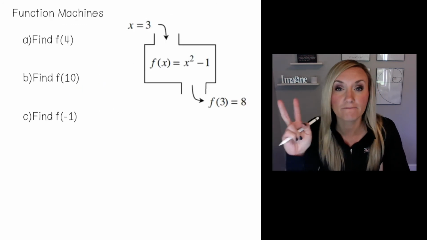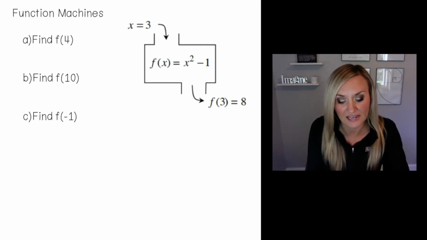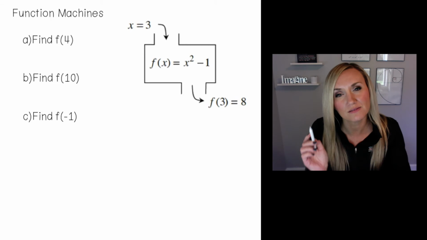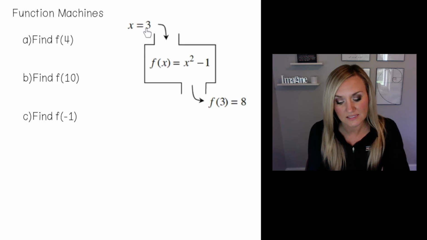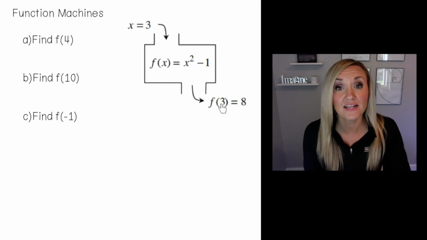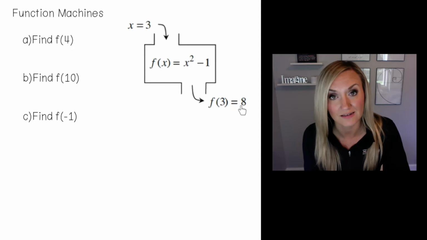So now let's talk about those machines. So here is a function machine. And we've kind of been doing this already, guys, right? If you take 3 and you plug it in for x, 3 squared is 9 minus 1 is 8. But do you see how it's written differently now? Instead of y equals, we have f of x, and our answer says f of 3.